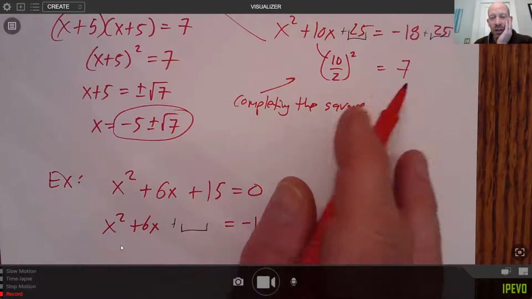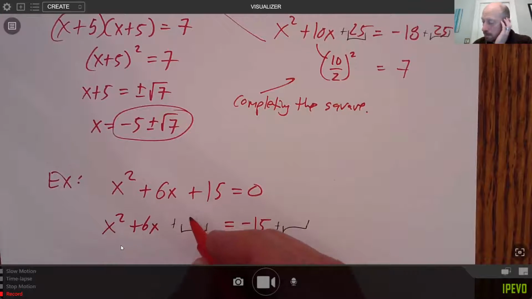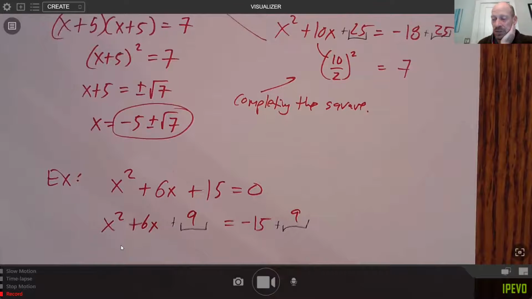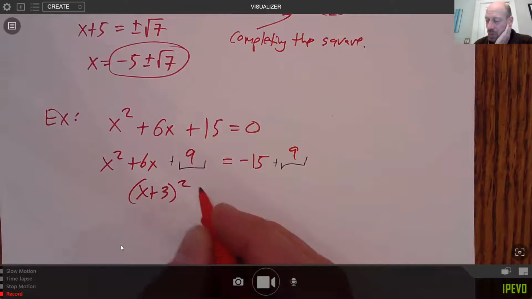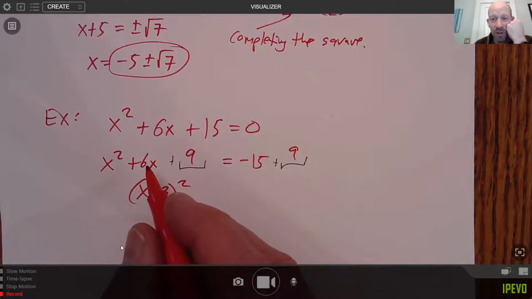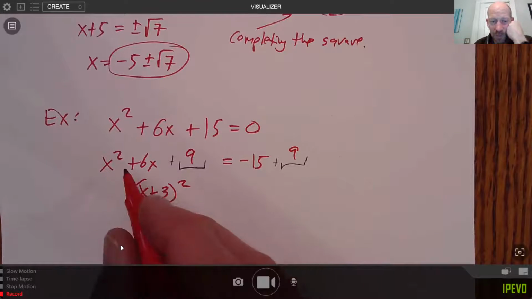And just like before, I'm going to take half of the middle coefficient. So 6 divided by 2 is 3, and I'm going to square it. So I'm going to add 9 to both sides. You've got to do it to both sides, right? Otherwise, you change the equation. That gives me (x plus 3) squared. So when you factor this, you're going to get x plus 3 and x plus 3. You're always going to get half of this middle coefficient, right? Half of 6 is 3, x plus 3.